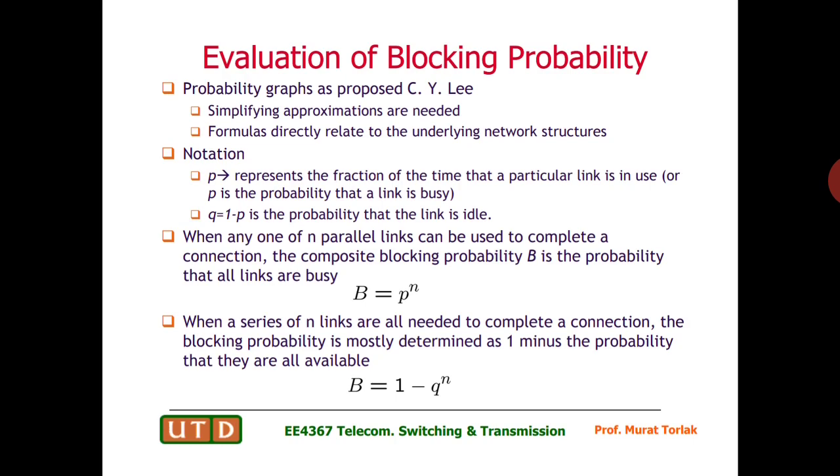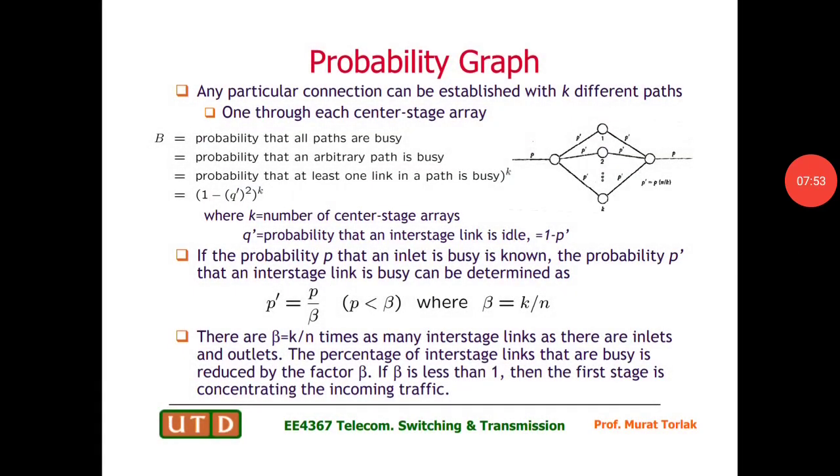Probability graph. Any particular connection can be established with k different paths, one through each center stage array. B is equal to the probability that all paths are busy. The probability that an arbitrary path is busy is the probability that at least one link in a path is busy. So B is equal to (1 minus Q dash square) whole to the power k.